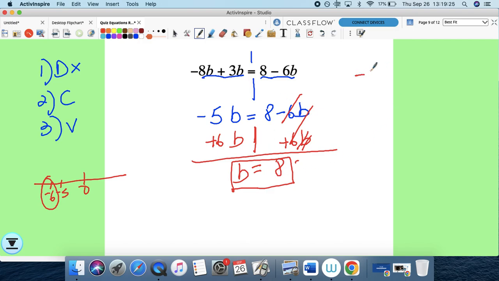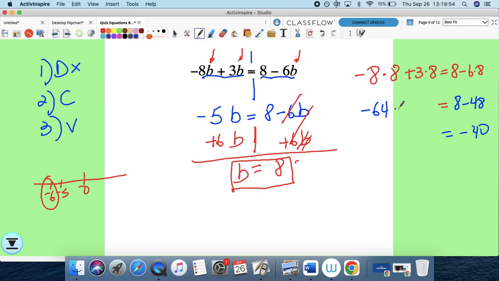So now I would go back to the original equation, and everywhere I see a b, I would plug in 8 and make sure that it works. So negative 8 times 8 plus 3 times 8 equals 8 minus 6 times 8. Let's do the right side first, it doesn't matter which. Here we get 8 minus 6 times 8, or 8 minus 48. And 8 minus 48 is negative 40. So the right side is equal to negative 40. The left side, negative 8 times 8 is negative 64, plus 3 times 8 is 24. I combine these two, I get negative 40. So my solution b equals 8 is correct because it made the left side equal the right side, as we just checked here.